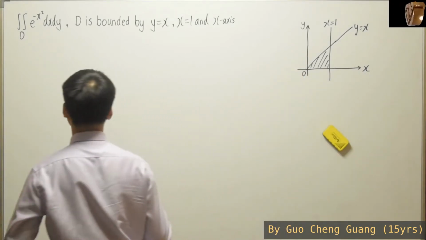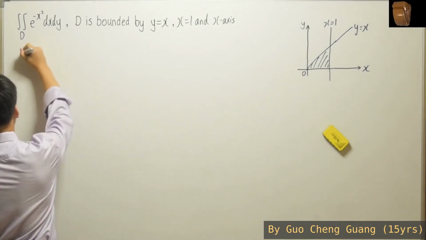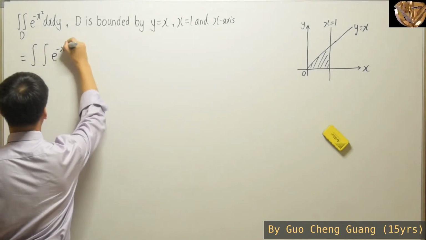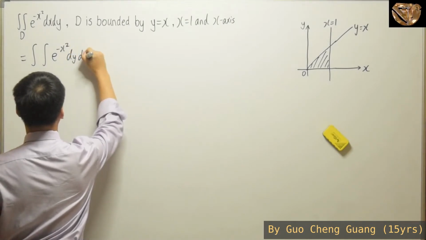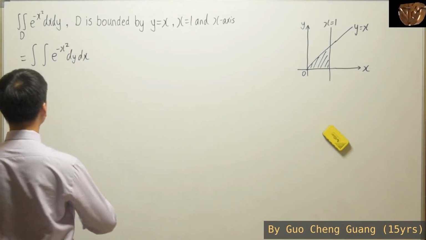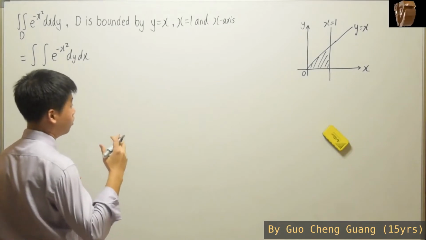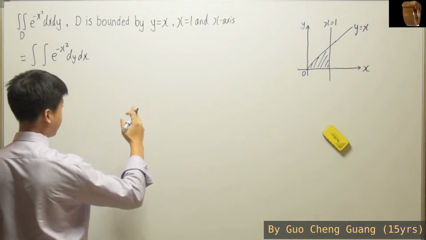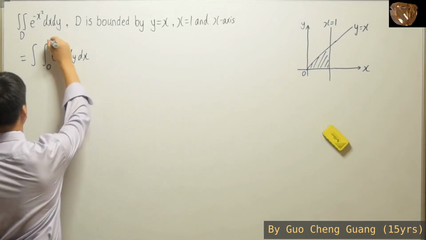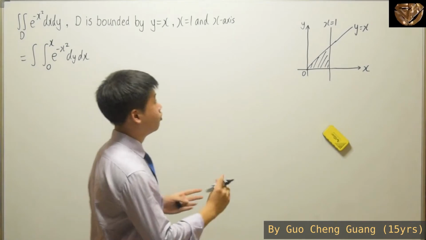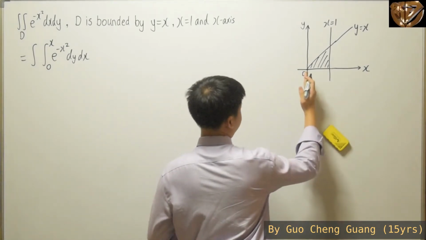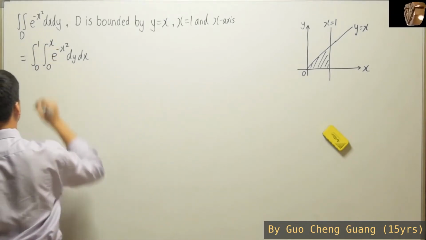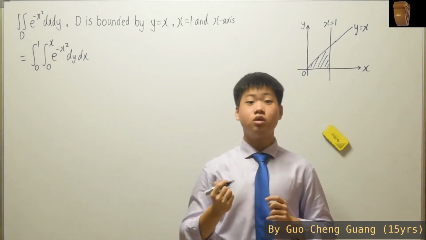Alright, so that means we will be seeing the double integration of e to the power of negative x squared dy dx. And so integrate with respect to y. It will go from your x-axis to your y equals x, so you have from 0 to x. For your range of x, it will be 0 to 1, alright? So this is what you would have to integrate.